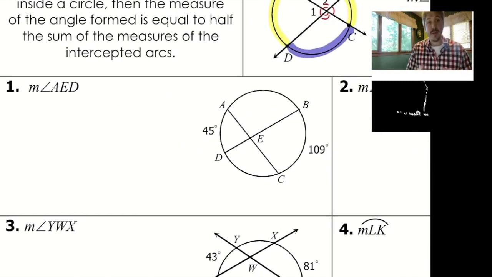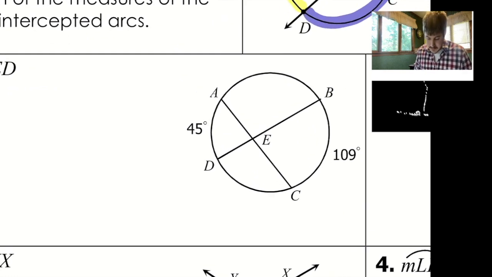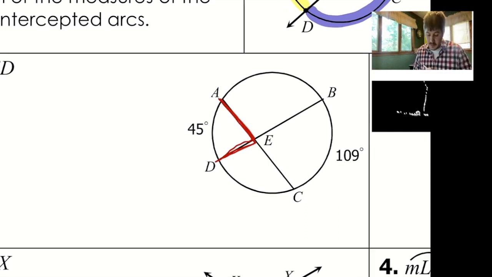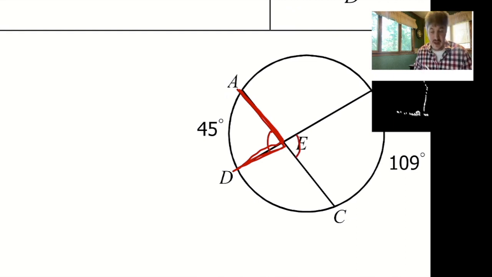But before we jump into the more complicated algebra ones, we're just going to use the rule in a straightforward manner. It says find the measure of angle AED. So look where it is first, because they could really jump around in these diagrams. You don't want to make any assumptions. So they want this angle right here, which are these angles right here. And notice the arcs they gave you, 45 and 109. Those are the proper ones that you would want.